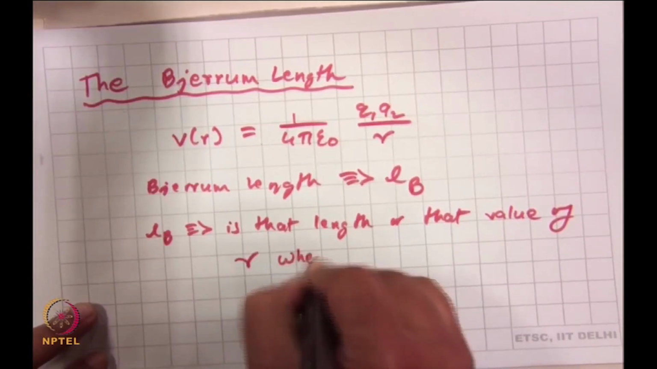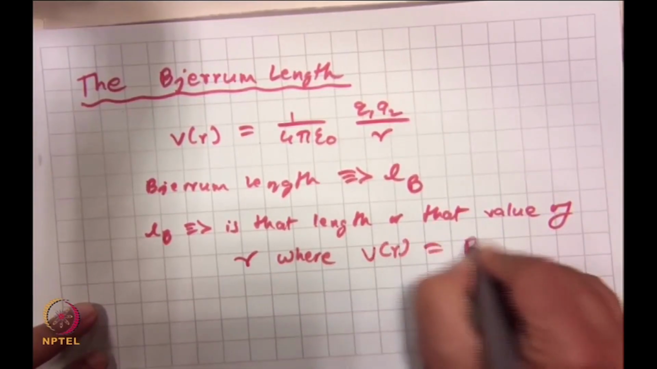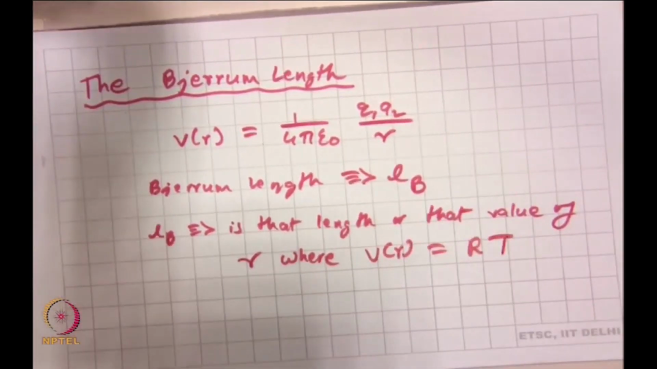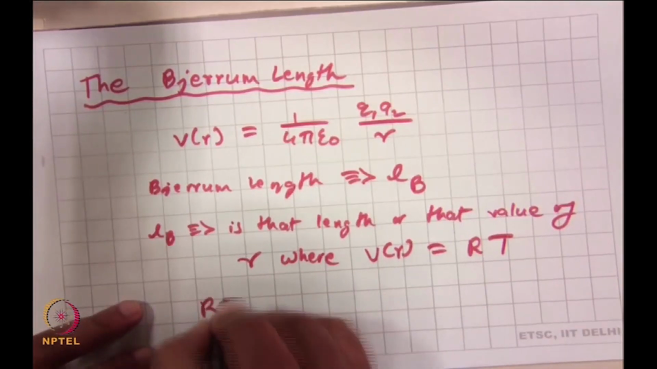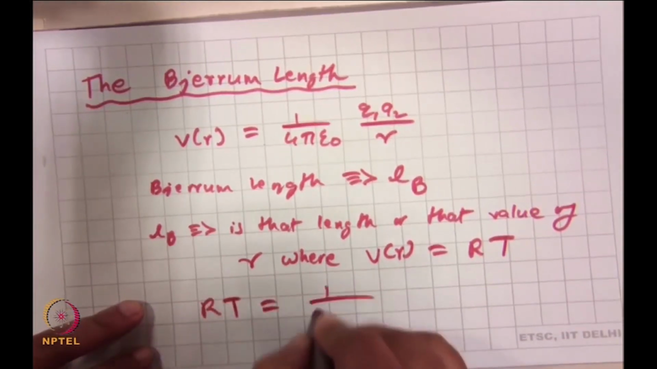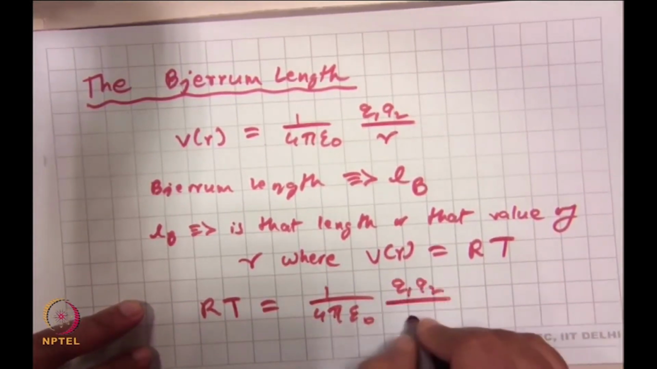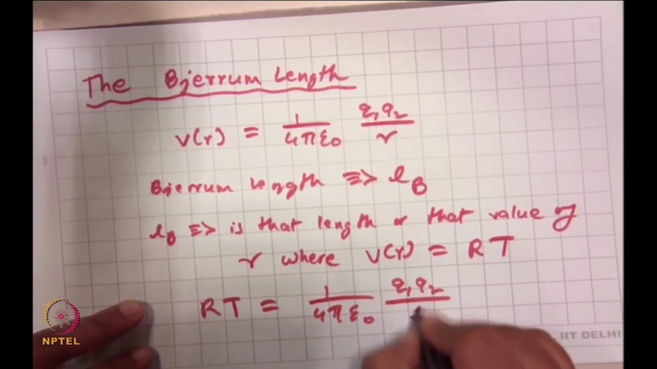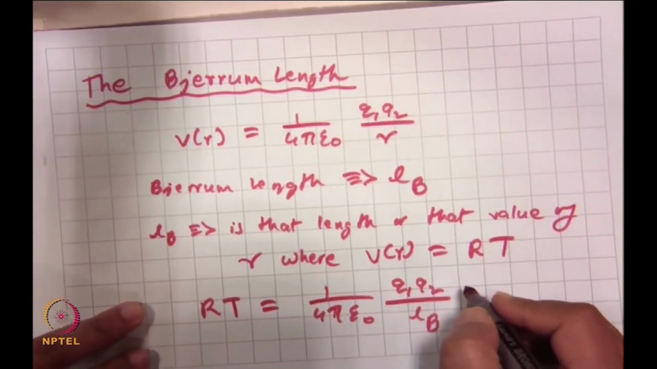where, this is really important, V of R is equal to RT. So that means when R is equal to L_B, V of R will be equal to RT. So based on this definition, we can write RT is equal to 1 by 4 pi epsilon 0 Q1 Q2 by, what do I write instead of R? L_B, good.